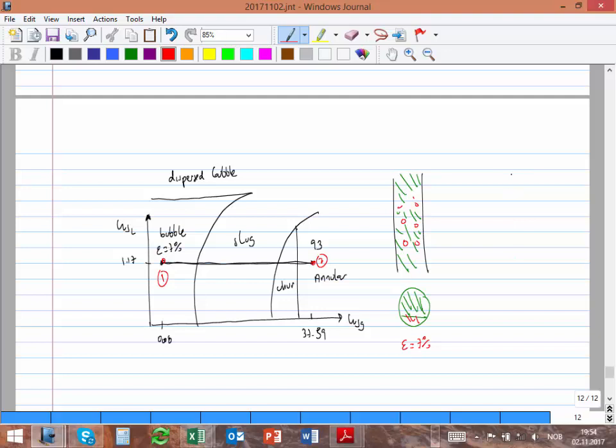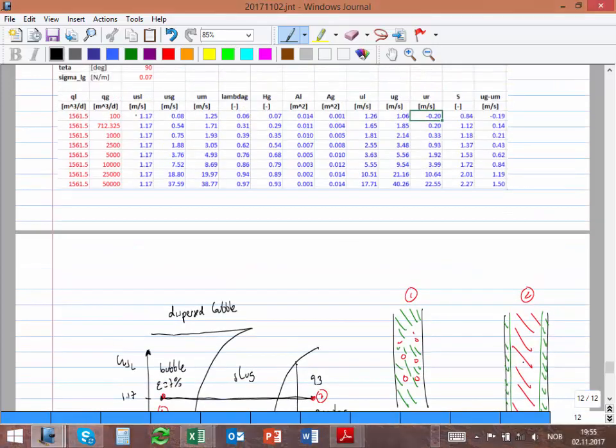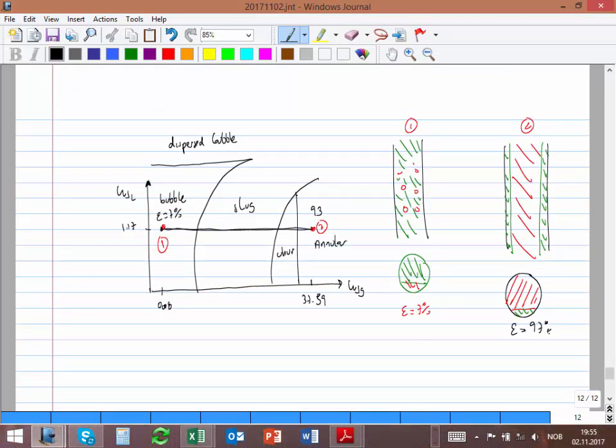When you move now to point two, you will have annular flow, right? And in this annular flow, actually the gas is occupying a big, big volume of the pipe, and the liquid is occupying only a small portion of the pipe. If you see from the cross section, you will see basically that gas is something like this, and liquid is only something like that. That means that epsilon is equal to 97%. Okay? Nice.